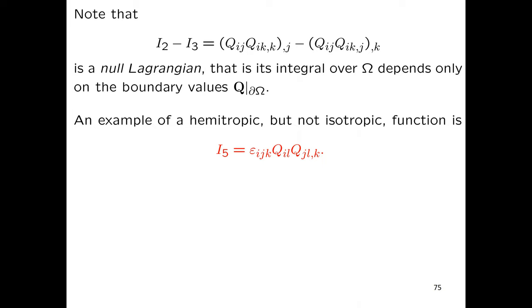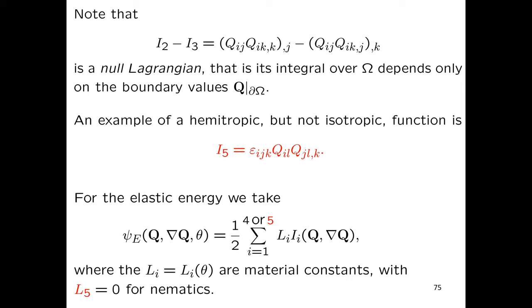An example of something that's hemitropic but not isotropic is this one. I5 is epsilon_ij Q_il Q_jl,k. And for the elastic energy, we'll take a linear combination of these five invariants, except that we'll only use the first four. When we're doing cholesterics, L5 will be nonzero, but for nematics L5 will be zero, because for nematics we have isotropy in this one spot. Okay, so this is an expression for the elastic energy.